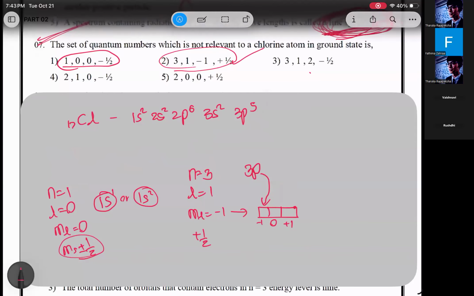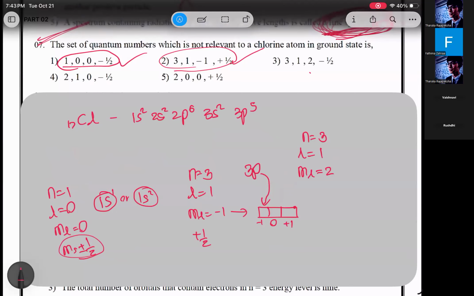That is also correct. This is also correct. Then the third one: n equals 3, L equals 1, and M sub L equals 2. I think that is not possible.